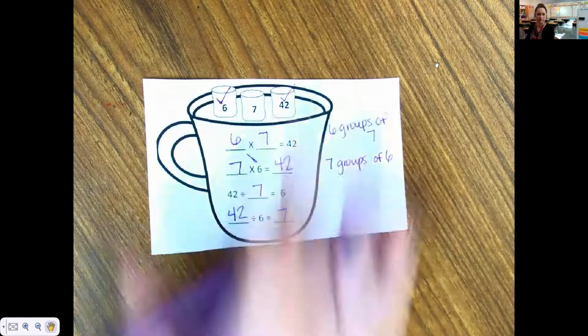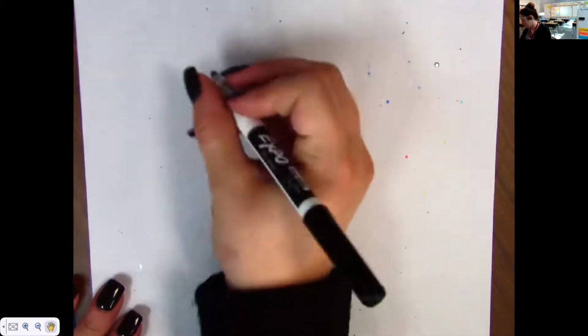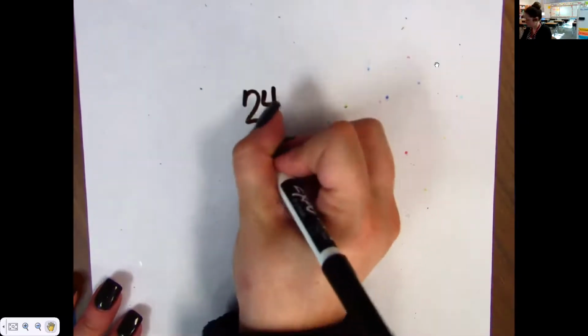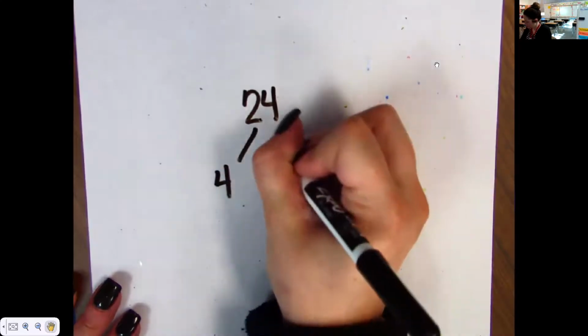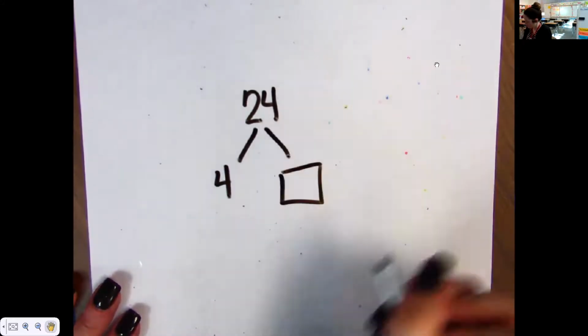Okay, all right. So we're going to do another one. This one might look a little bit more like what our independent practice is going to look like. We're going to start from scratch. So my numbers are going to be, I have 24. Then this is going to be a 4. I'm going to leave this as a blank.